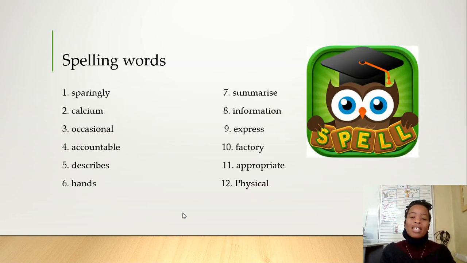All right, here are the spelling words of the week. Remember, parents, you can give them a week to learn the words and then make them write a spelling test. Here are the words: sparingly, calcium, occasional, accountable, describes, hence, summarize, information, express, factory, appropriate, and physical.